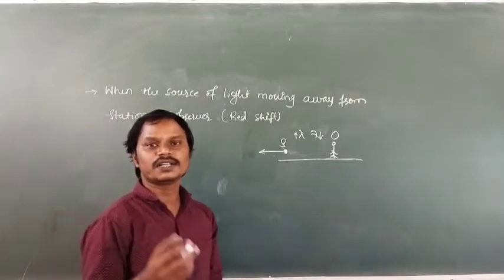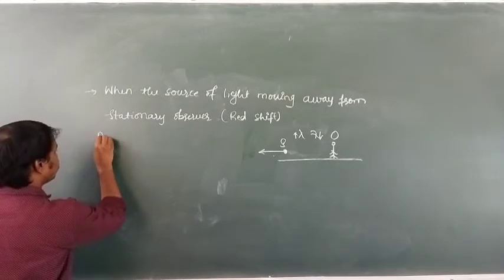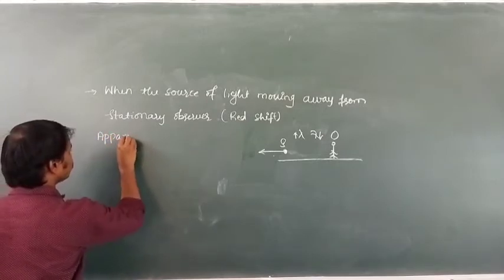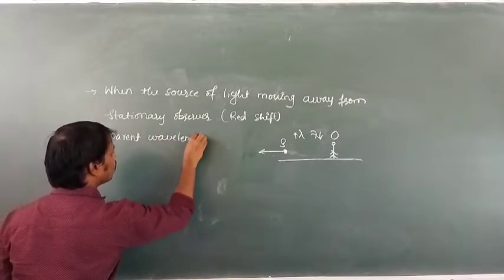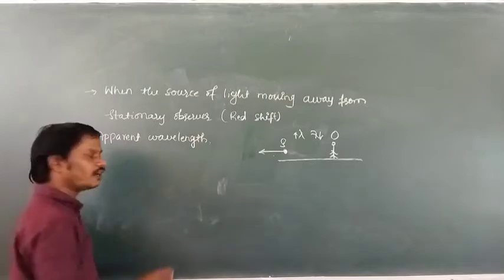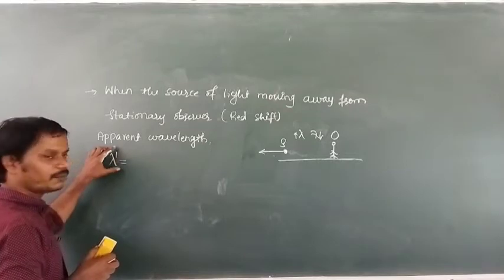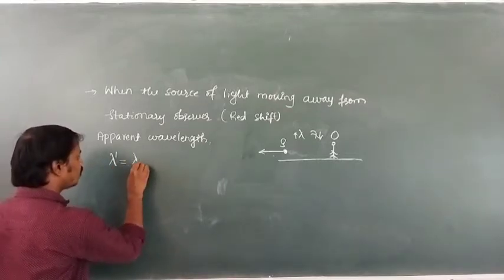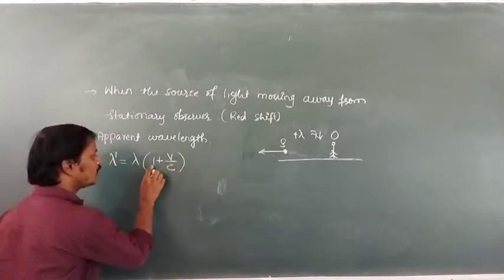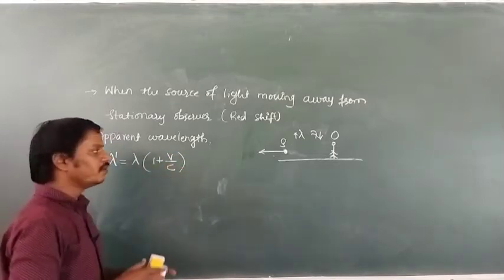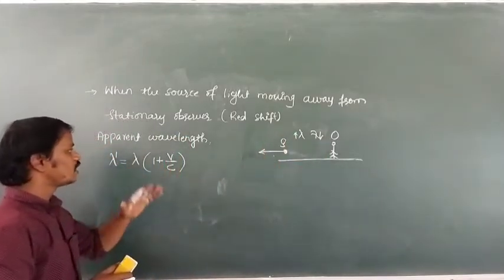Now, what is the apparent wavelength received by the observer? The apparent wavelength that can be observed by the observer can be represented by lambda dash. Lambda dash is equal to lambda into 1 plus V by C. Here the wavelength increased by the factor 1 plus V by C when the source of light is moving away from the stationary observer. Then what is the apparent change in wavelength?